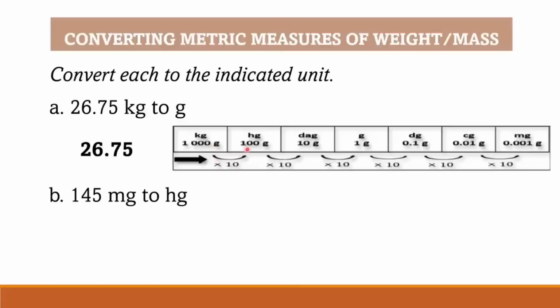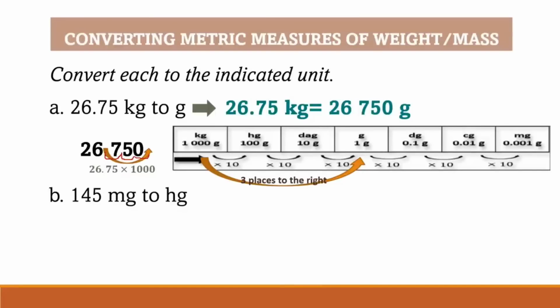So we have 1, 2, 3. So we have 3 places to the right. It means that our decimal point will move 3 places to the right. When we do that, we will have 1, 2, and 3. So we have to annex a 0 for us to have our final answer, which is 26,750 grams.